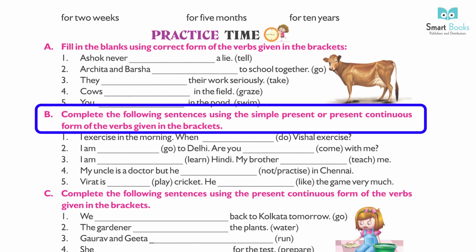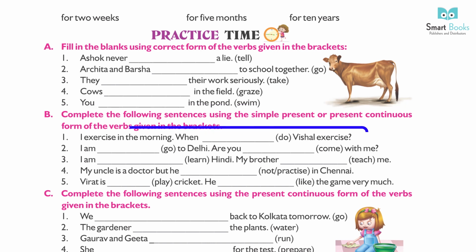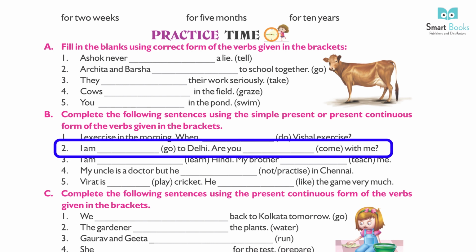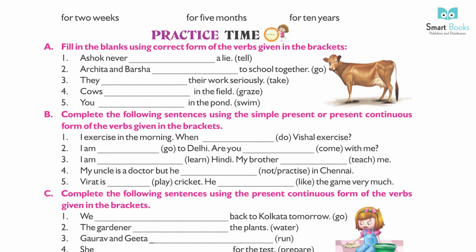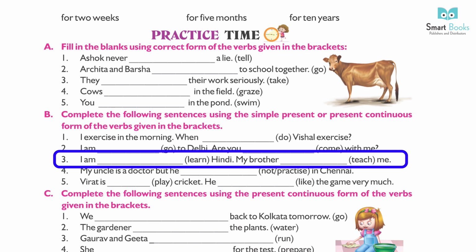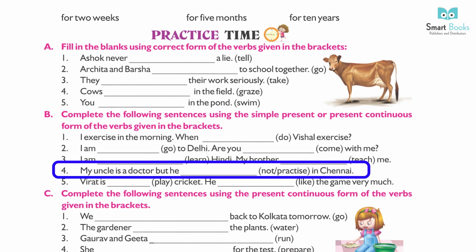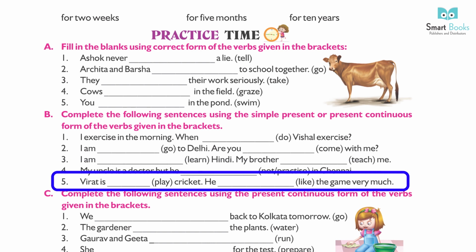B. Complete the following sentences using the simple present or present continuous form of the verb given in the bracket. 1. I exercise in the morning when doing Vishal exercise. 2. I am going to Delhi. Are you coming with me? 3. I am learning Hindi. My brother teaches me. 4. My uncle is a doctor but he is practicing in Chennai. 5. Virat is playing cricket. He likes the game very much.